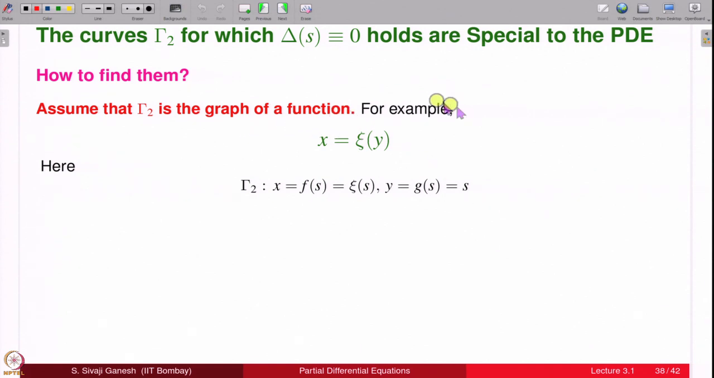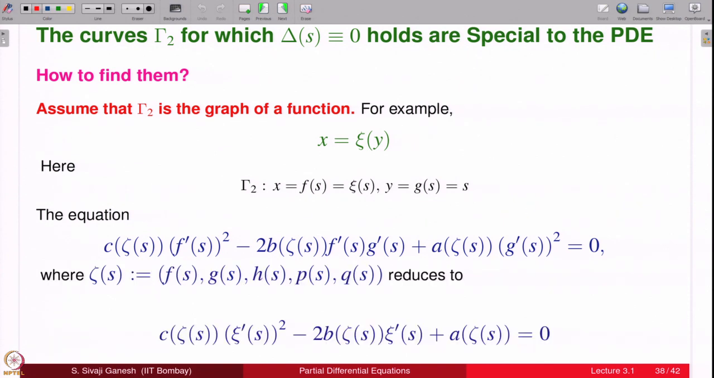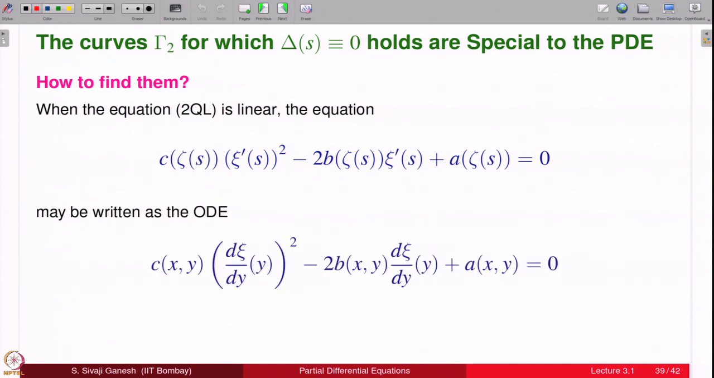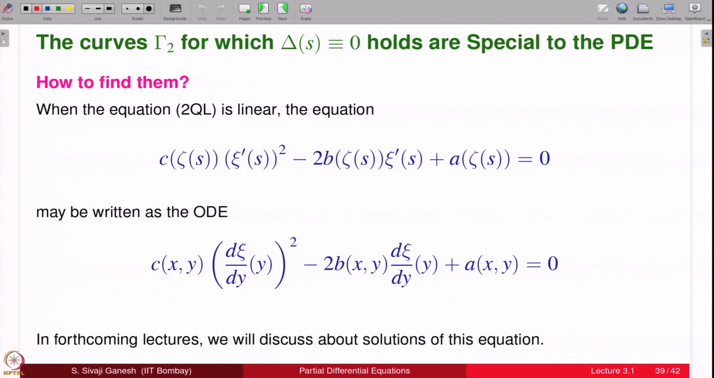Assume that gamma 2 is the graph of a function, for example, x equal to xi of y, then gamma 2 will be x equal to f s, which is now xi s, and y equal to g s, which is s. Then this equation becomes this equation. Of course, zeta s is still there. So, when the equation is linear, then zeta s does not depend on the 5 quantities, it only depends on the first 2 quantities, which is x and y, f s and g s. So, writing in terms of x and y, we get this equation. This is an ordinary differential equation, first order, but degree 2, there is a power 2 here. So, d xi by d y maybe one can compute using the formula for the solutions of quadratic equations, and you are likely to get 2 equations, likely to, you may not get, we will see that later. In forthcoming lectures, we will discuss solutions of this equation.